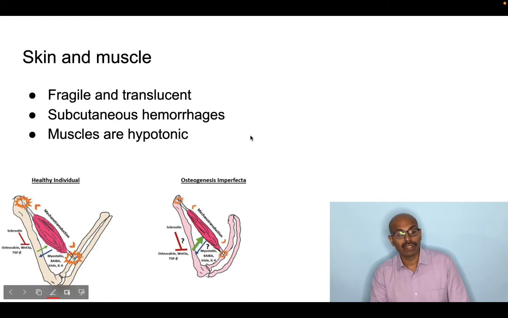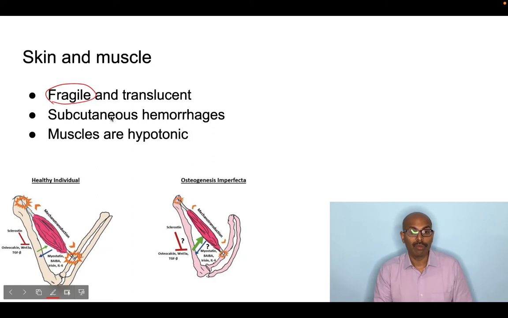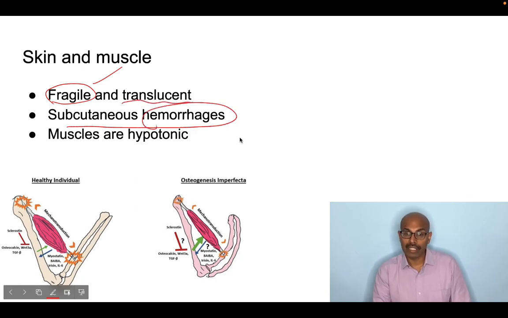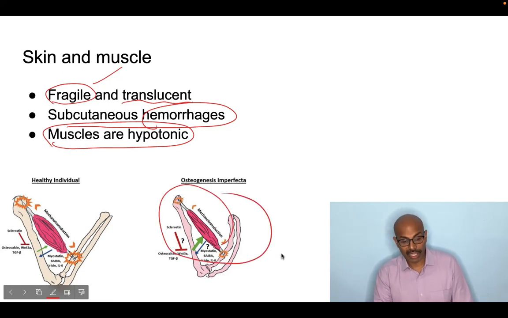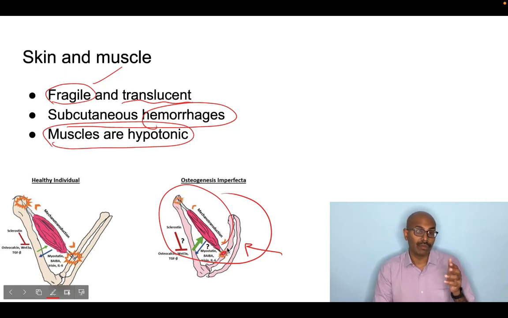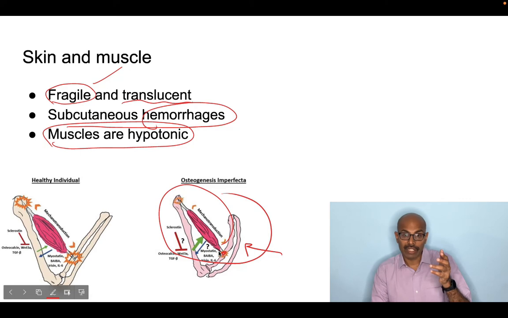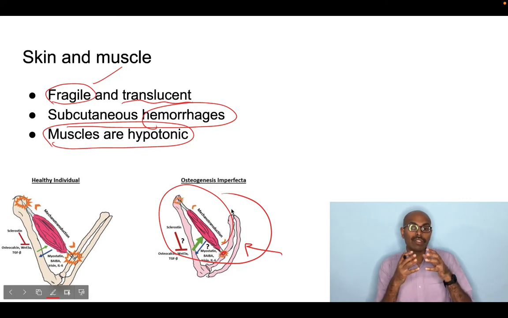Now coming to skin and muscle, the skin is very fragile because we know collagen is required for skin formation as well. When you have poor quality type 1 collagen, it becomes fragile. You have subcutaneous hemorrhages. It is translucent, easily damaged. Wounds happen very easily. The muscles become hypertonic. Because of the imbalance of muscle and bone, multiple fractures occur, and the place where the tendon joins the bone becomes weak, and there you have fractures as well. So the overall balance between the muscle and bone is disrupted, and therefore you have multiple fractures and injuries.